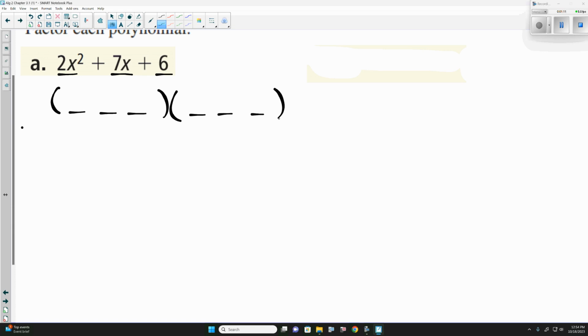So we have our 2 sets of parentheses with 3 spaces. That takes us through steps 1 and 2. Step number 3 is to find the sign. If the third term is positive, the signs are the same and match the sign of the middle term. If the third term is negative, the signs are opposite. Well, here it is positive. So the signs are the same, and they're going to match the sign of the middle term, which is also positive. So we would have plus and plus.